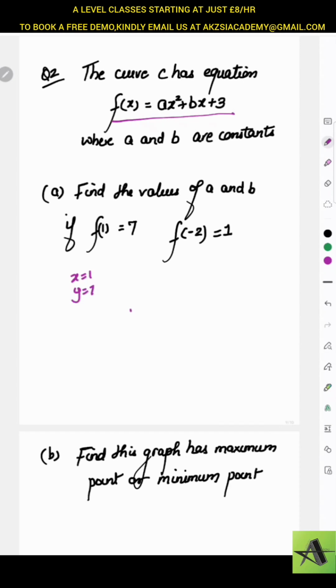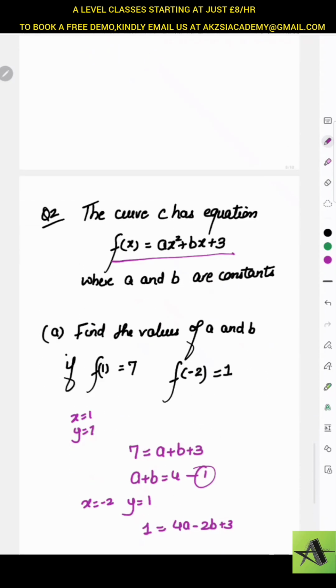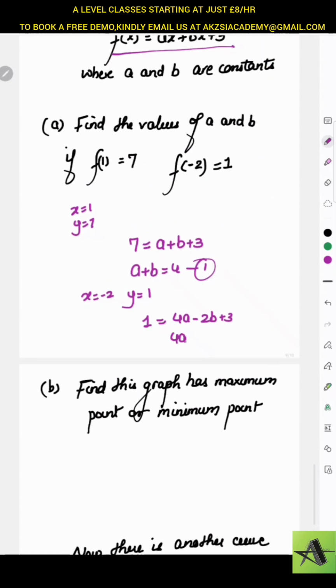So substitute here f(x) as 7, and it will give me a + b + 3, and from here I'll get one equation, a + b = 4. For f(-2), that means x is equal to -2 and y is equal to 1. I substitute y as 1 and x as -2, which gives me 4a - 2b + 3, so 4a - 2b = -2. Divide both sides by 2, and I'll get 2a - b = -1, my second equation.